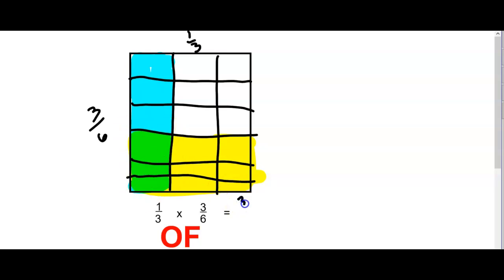So it's 3 pieces out of 1, 2, 3, 4, 5, 6, 7, 8, 9, 10, 11, 12, 13, 14, 15, 16, 17, 18. So 3 out of 18, or 3/18ths, is what 1/3 of 3/6 is. Okay, so it's just doing this overlapping.